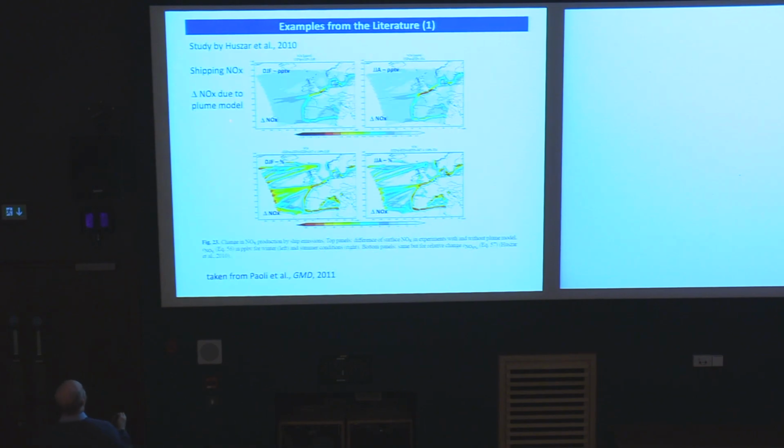This has been done by people, for instance here by Peter Hussar in this paper. So what we're looking at is shipping NOx changes due to including a plume model for various seasons. Here as absolute values, you probably can't read this. I can't even read this myself. So there are reductions of NOx due to the plume processes. And I wish that would come out a little bit better.